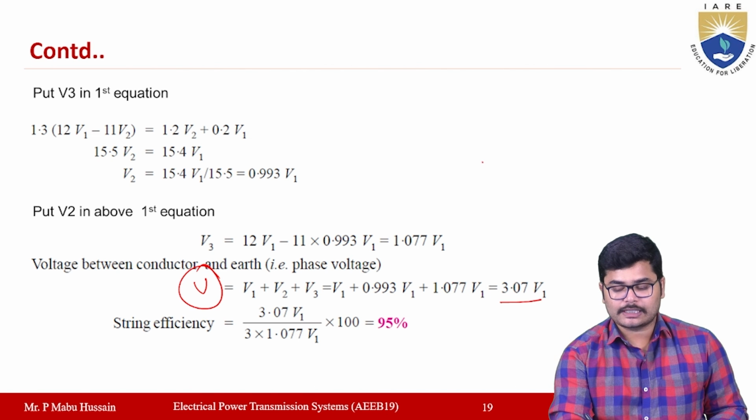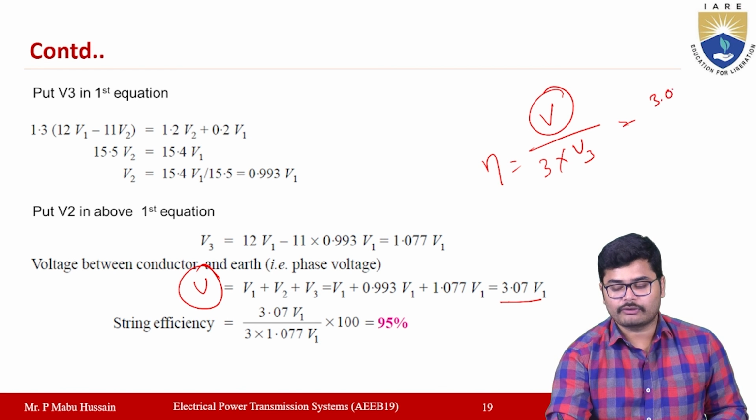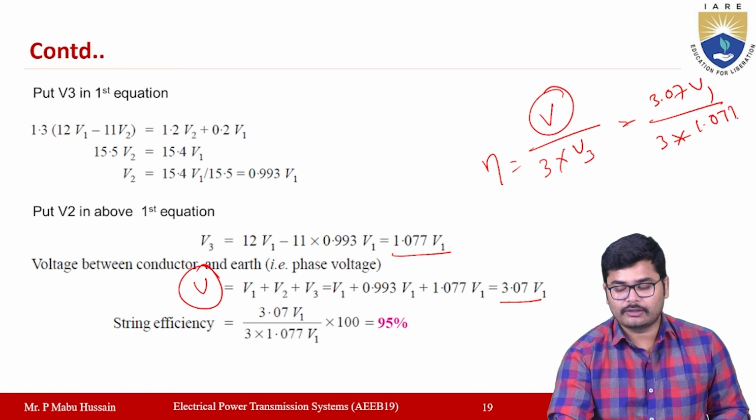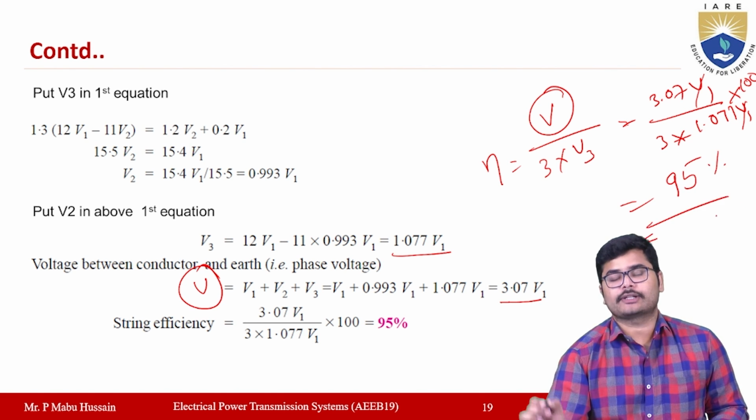Now the string efficiency is equal to, as I said, V divided by 3 into V3. This total voltage V is 3.07 V1, divided by 3 into V3, and V3 in terms of V1 is 1.077 V1. If you want the percentage, multiply with 100. The V1 will cancel, and if you solve this, you will get the string efficiency, which is 95%.